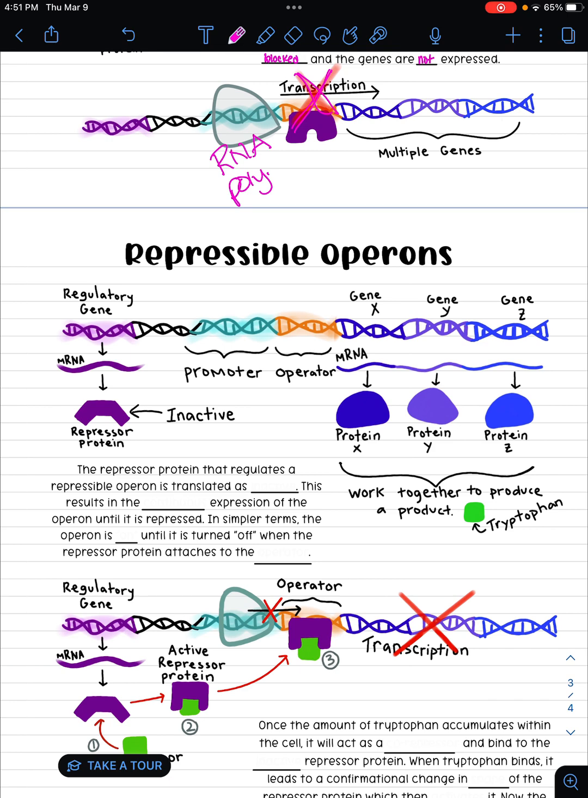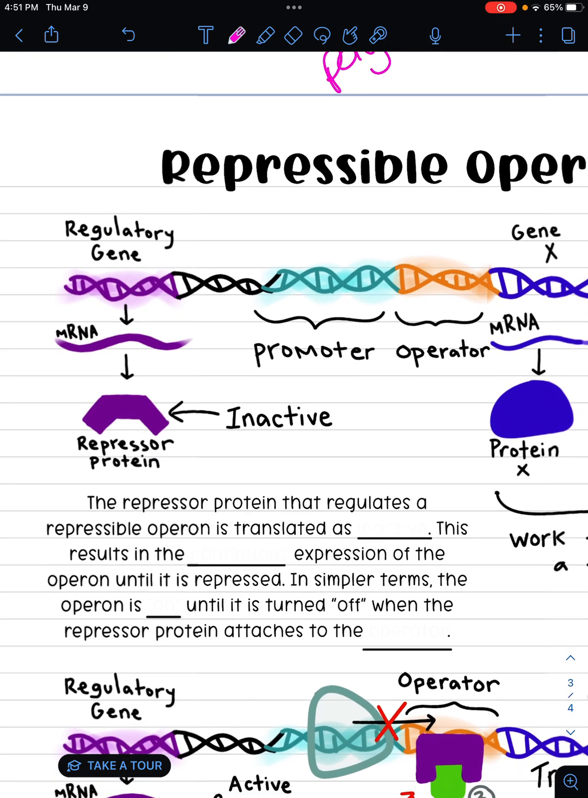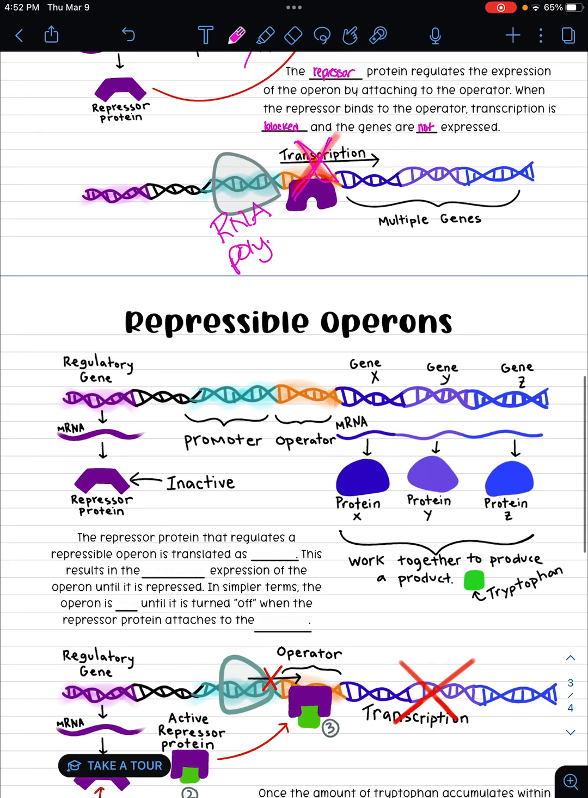So the repressor protein that regulates a repressible operon is translated as blank. You think it's going to be active or inactive? The repressor protein that regulates a repressible operon. That means it can be turned off. Let's write that. Can be turned off. Well, if it can be turned off, then it has to be what? It has to be on, right? All the time, if it has the ability to be turned off.